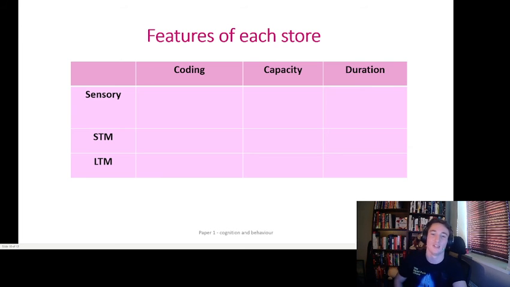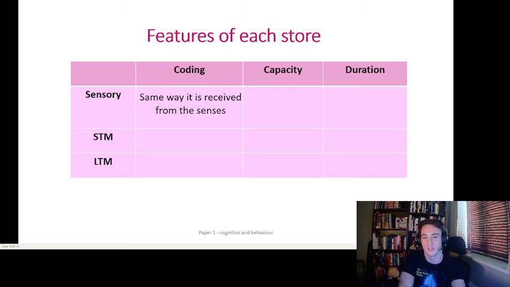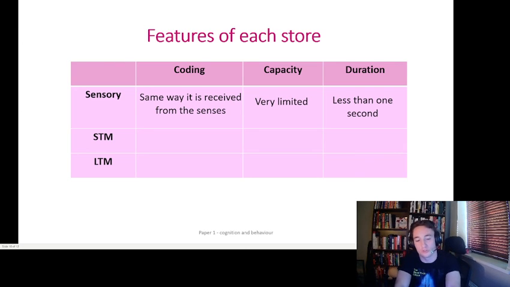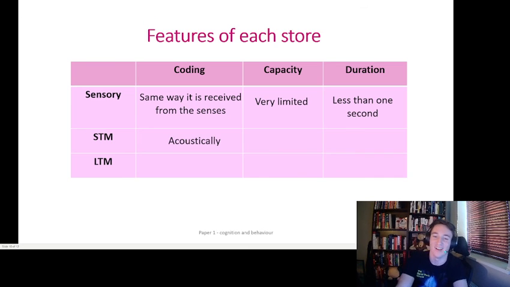So, coding in our sensory store. We get information input from the environment. How does it get coded originally? Through our senses, obviously. Nice and easy. How much can we fit into our sensory store? Not much. And how long does it stay there for? Less than a second. Not very long. Short-term memory, how do we prefer to take information in and format it? The answer is acoustically.